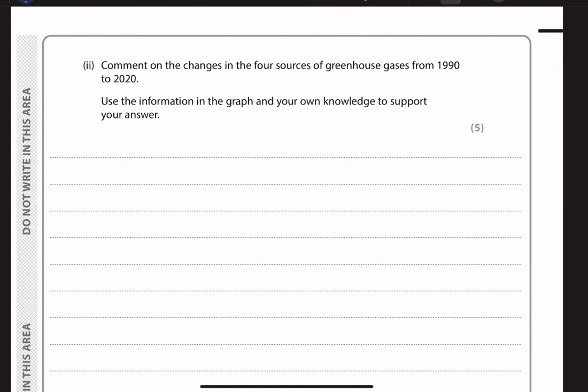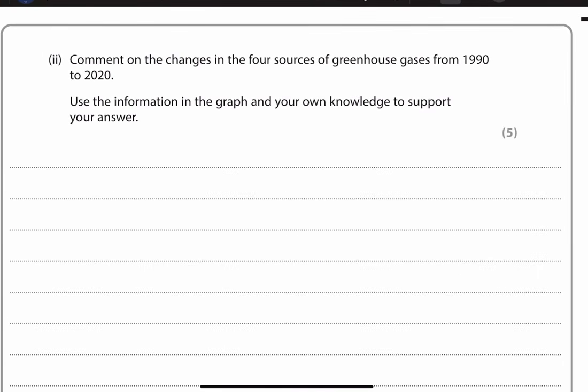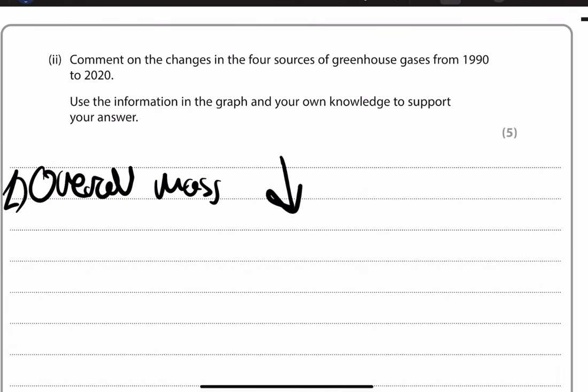Comment on the changes in the 4 sources of greenhouse gases from 1990 to 2020. Use information on the graph and your own knowledge to support the answer. Okay, 5 marks. We have a lot of things to say here. How do we go with this? Well, let's go with general trends first, and then zero in on a single one. What's one thing we can note about every single one of them? Well, for every single one of them, the emissions have decreased, right? So the overall mass of emissions has decreased from 1990 to 2020.